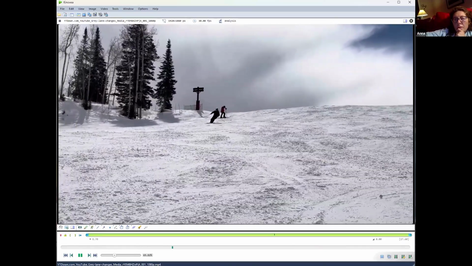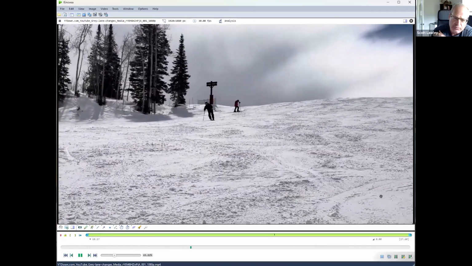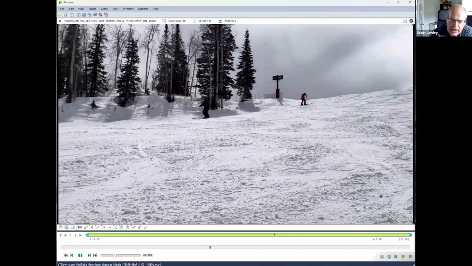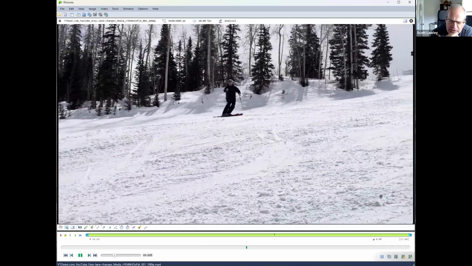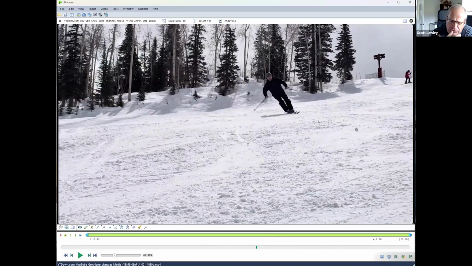Chuck, sorry to ask a really basic question, but when I'm looking at his skis, what's the evidence that he's on his inside ski versus his outside ski? They look like they're the same.